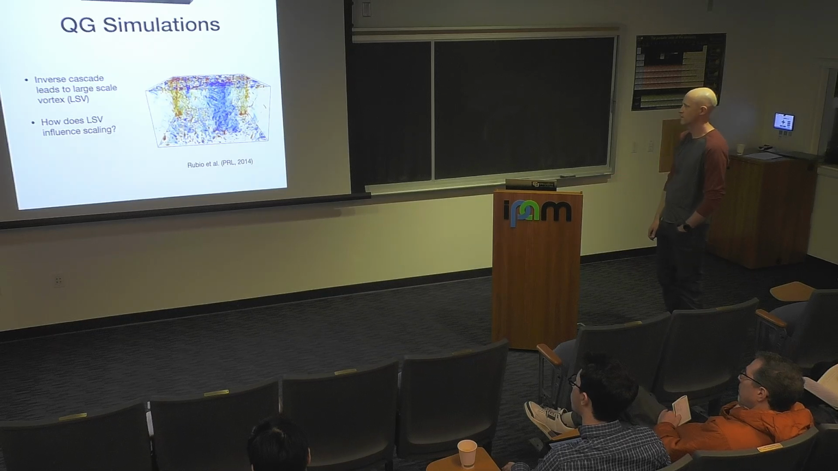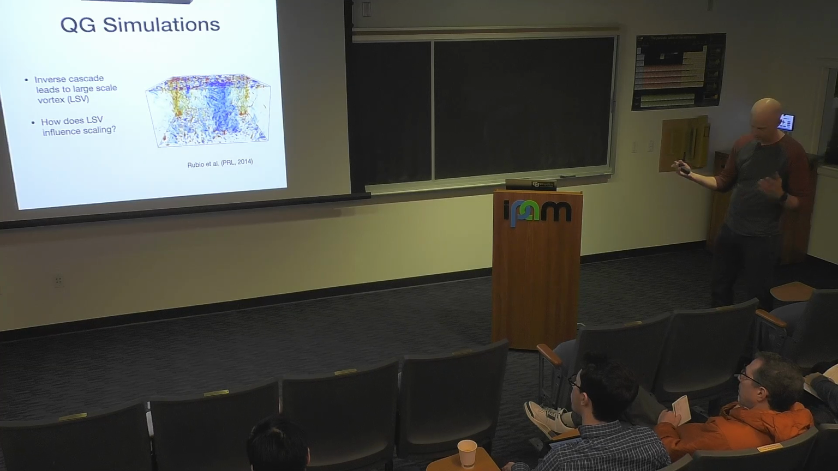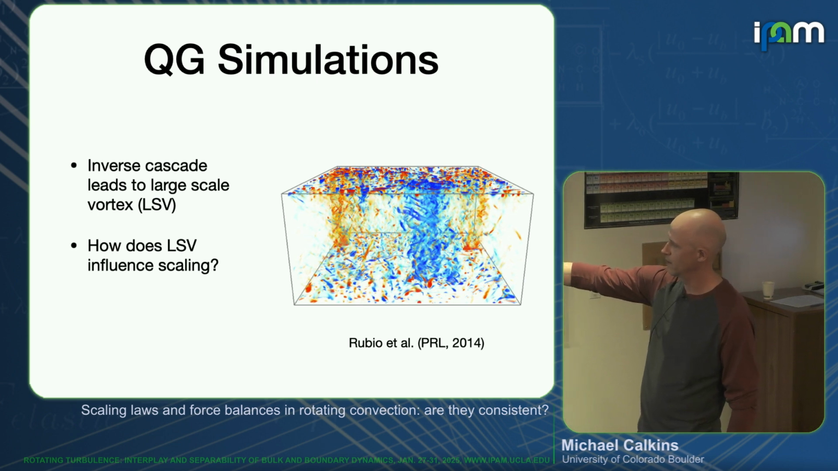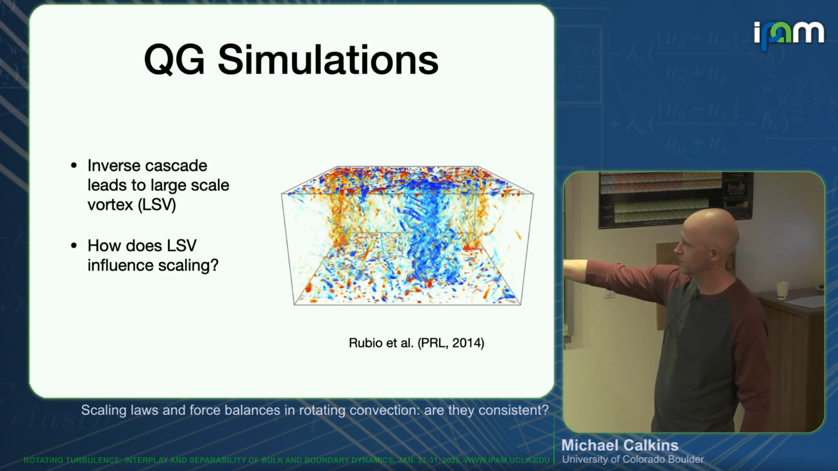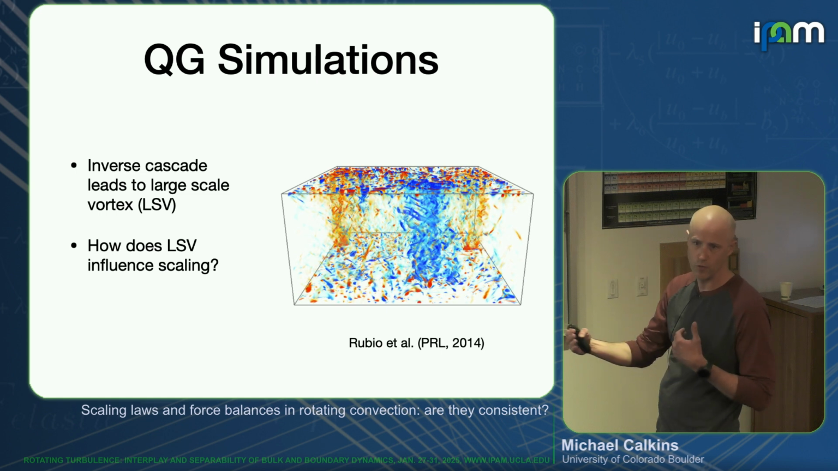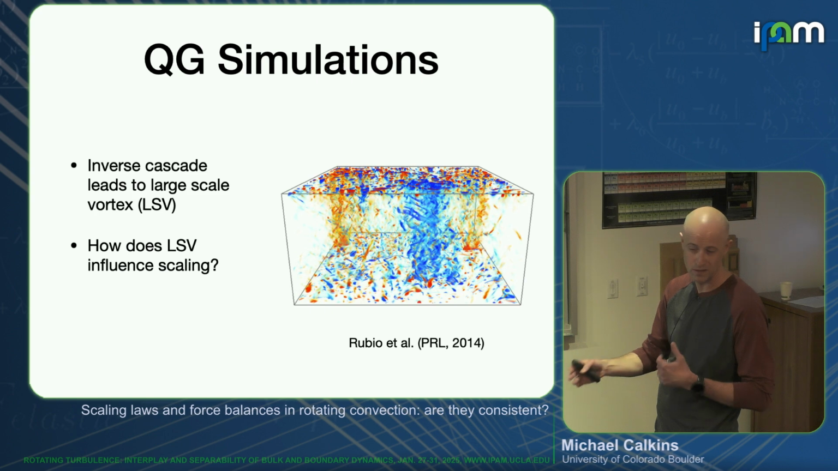The other fun thing they found was that when you do these simulations, there's a condensate in the system, so there's an inverse kinetic energy cascade. If the flow is turbulent enough, you generate these large-scale vortices, and you can kind of see them floating in here like this, and I have some movies here too. And so one of the other things that we were interested in understanding was how these large-scale vortices are impacting the scaling of global transport quantities as well as balances in the system.